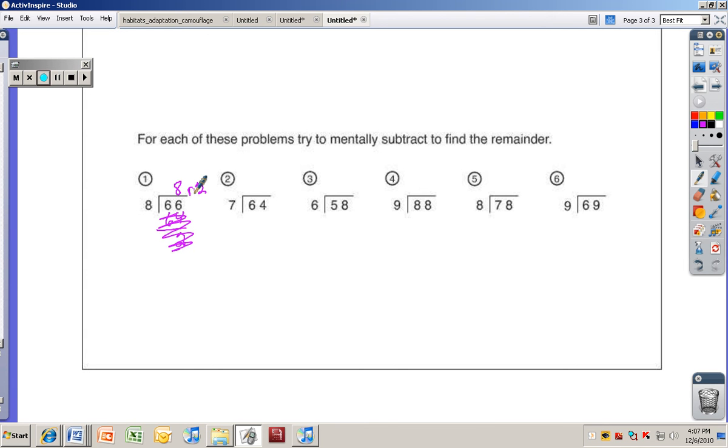7 goes into 64. 7 times 9 is 63, so that means it's remainder 1. 6 times 9 is 54. That means remainder 4. 9 times 9 is 81. That means there's 7 left. 8 goes into 78 9 times. 8 times 9 is 72. And 78 minus 72 is 6. 9 goes into 69 7 times. 9 times 7 is 63. That means you have a remainder of 6.